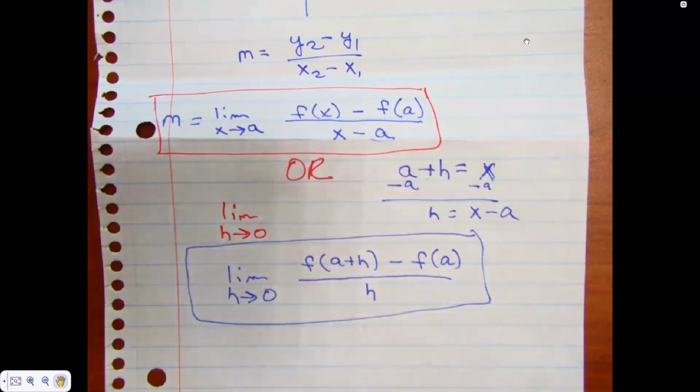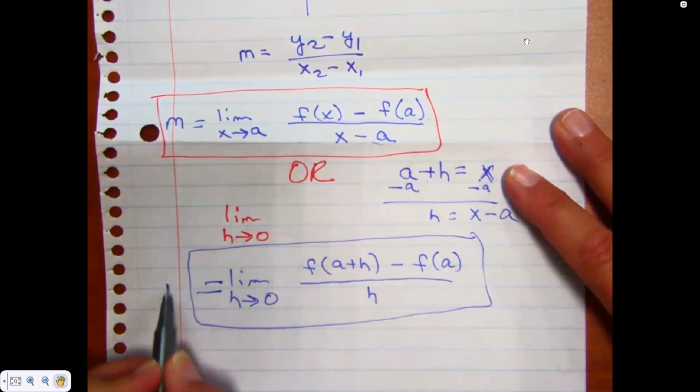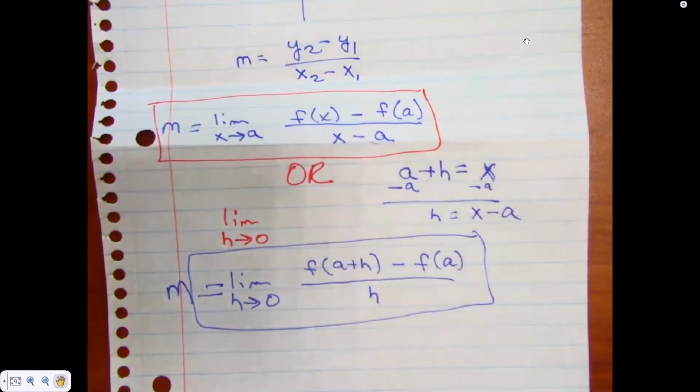Okay, so we did that. Don't forget, what does this whole thing find for you? It equals m. Why does it equal m? Because that is slope. We're using it to find slope.